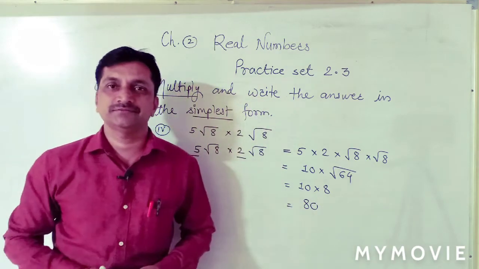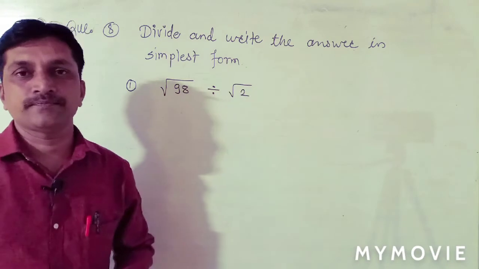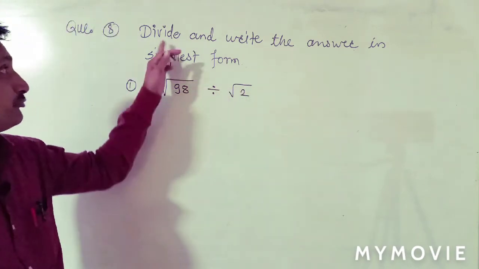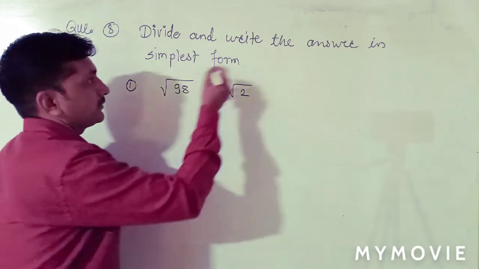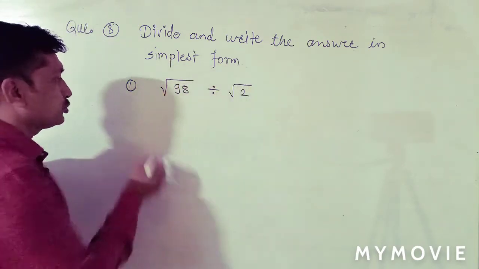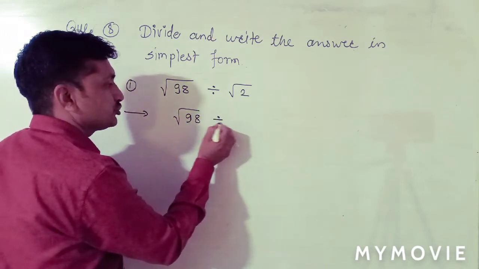This is the answer. Number 8 is: divide and write the answer in simplest form. We studied how to multiply. This is an example of divide and write in simplest form. Example number 1, square root of 98 divided by square root of 2.